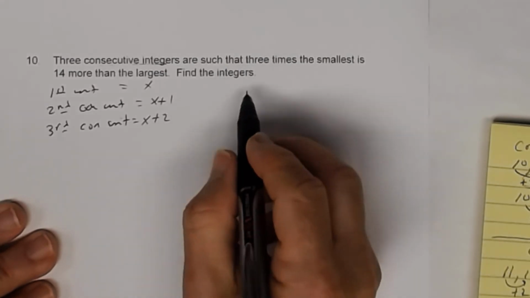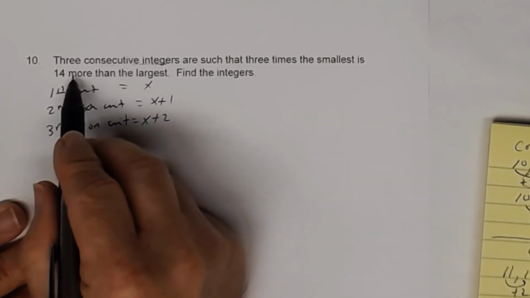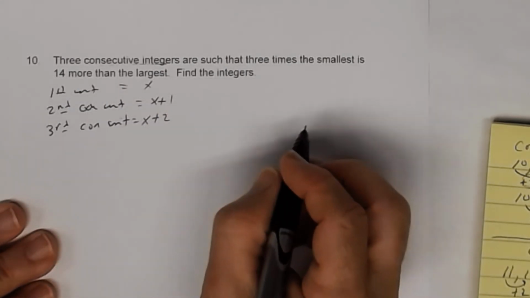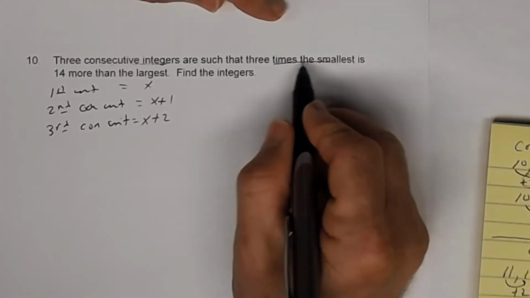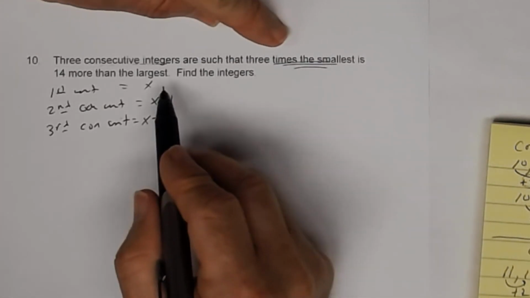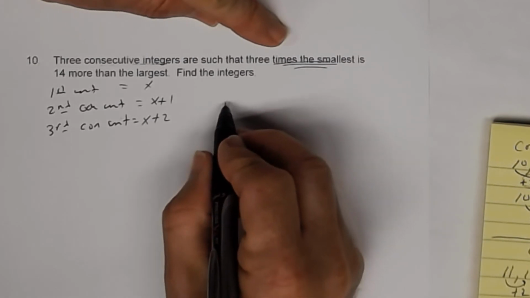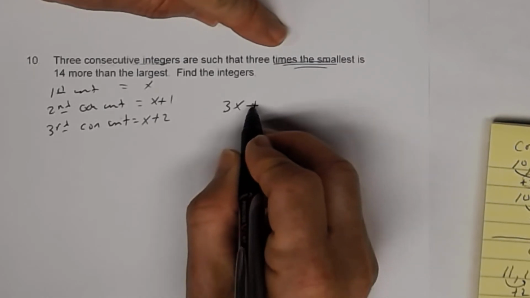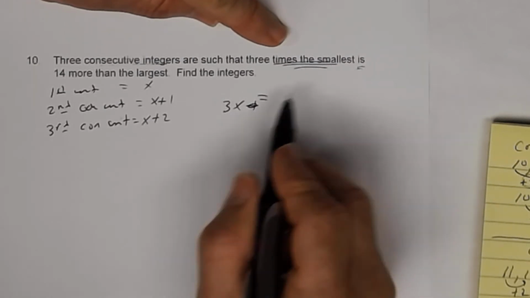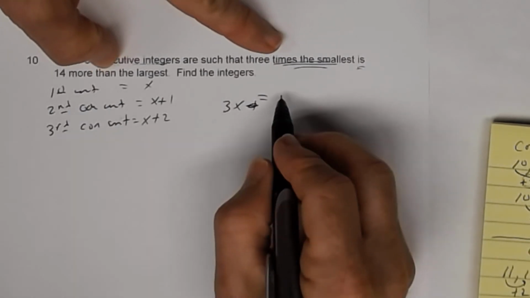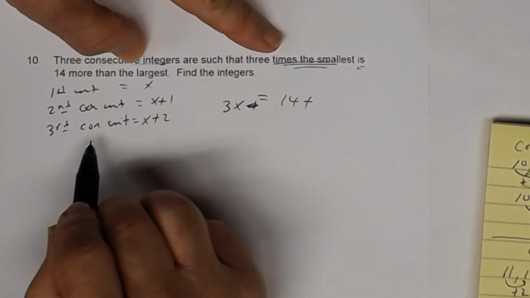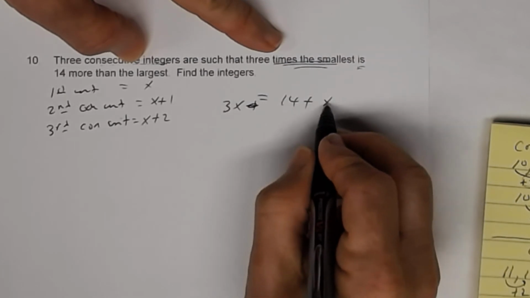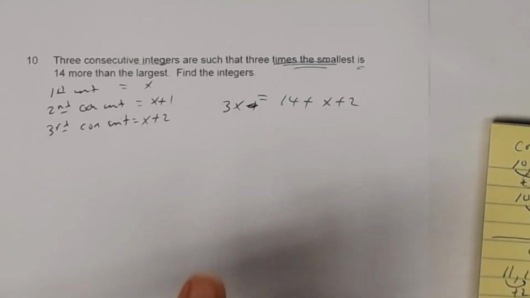3 times the smallest is 14 more. Remember, more than means to add to the largest. So 3 times the smallest, so let's get that first. So if x is my smallest, then 3 times the smallest is 3x. Is means equal, right? Is means equal. 14 more, so 14 plus the largest, and the largest is x plus 2. And there's your equation.